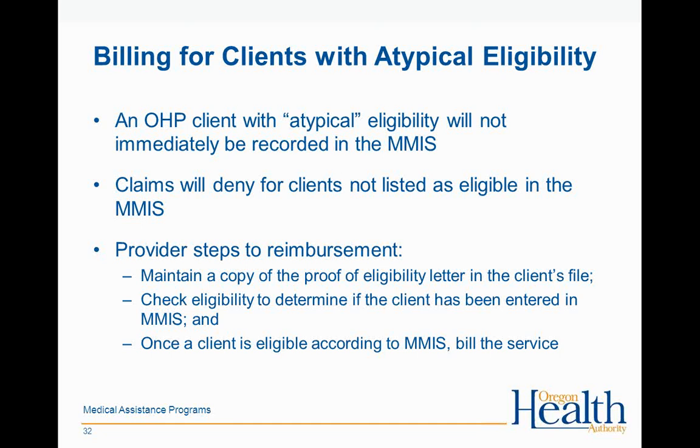So just a little bit about what you would do if you have folks coming in. They may not have an OHP ID, and you may not be able to see them in any of our systems. So it may look like they're not eligible, but they've got this letter. And it's either the HPE temporary eligibility, or it could be the healthcare.gov eligibility letter. So you've got a client that comes in with this, and they will not immediately be recorded in MMIS. So please do know that they may not be in there.